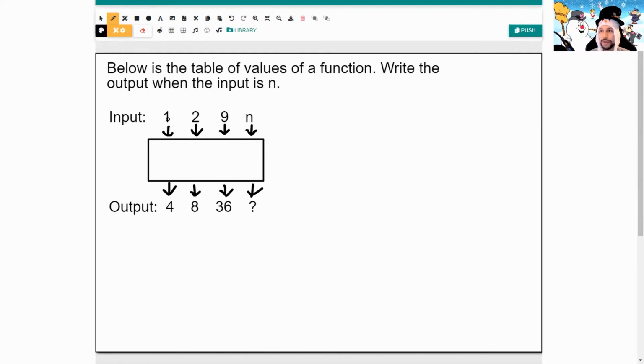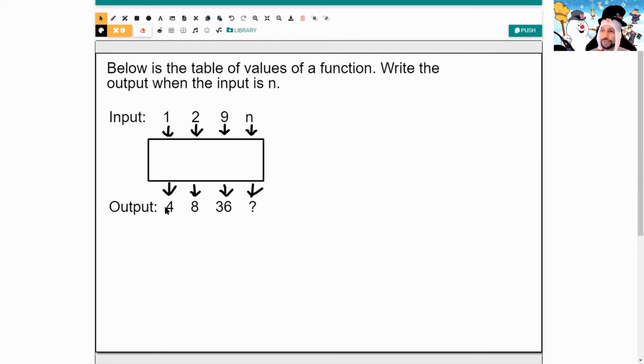Well, certainly that's a bigger number, so we could be adding 3. Maybe our function, maybe our machine, just adds 3 to the input to give us the output. Well, certainly 1 plus 3 is 4, but 2 plus 3 is not 8. So that's certainly wrong. So what else can we do to get from 1 to 4?